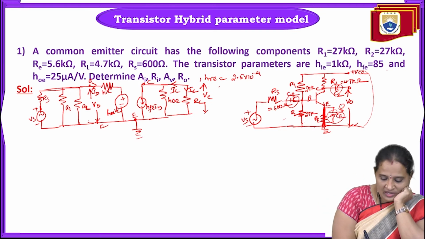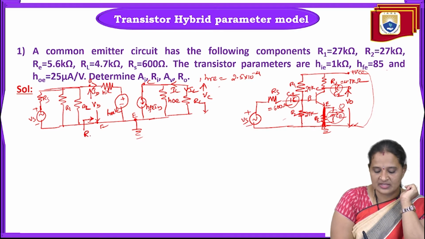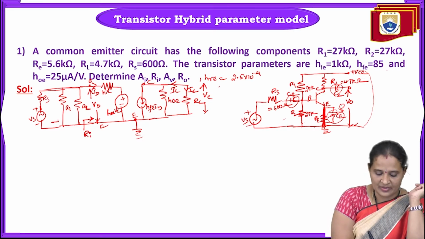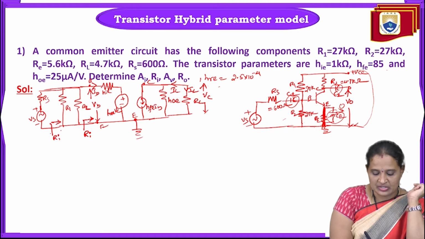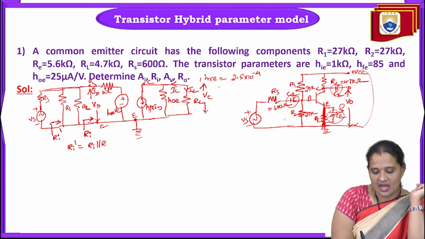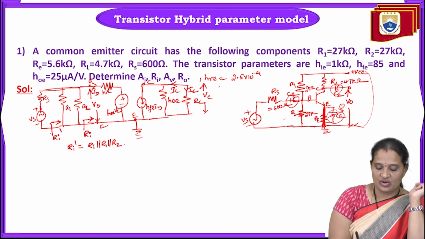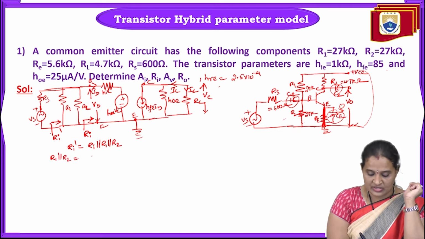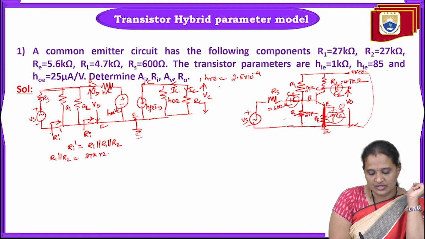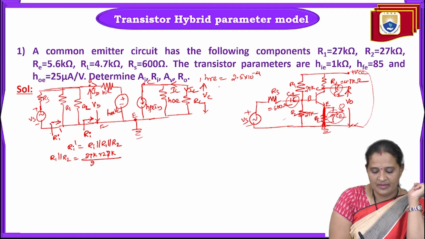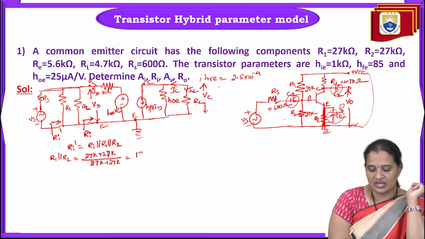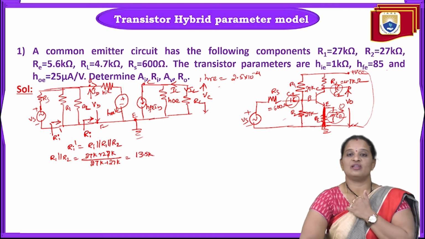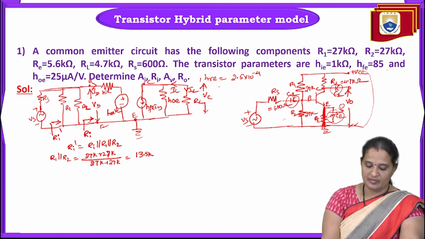Now first of all, the impedance that we can see from the input port is called Ri, whereas this one is Ri dash. So what is Ri dash? Ri dash is equal to Ri in parallel with R1 in parallel with R2. First of all, let us find the parallel combination of R1 and R2. R1 is 27K. So 27K into 27K divided by 27K plus 27K, which is almost 13.5K. This is the value of R1 in parallel with R2, that we need to remember.